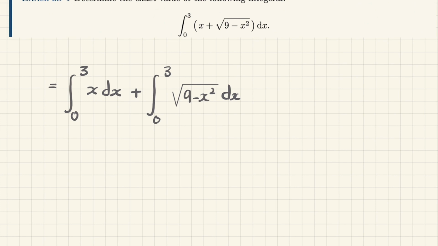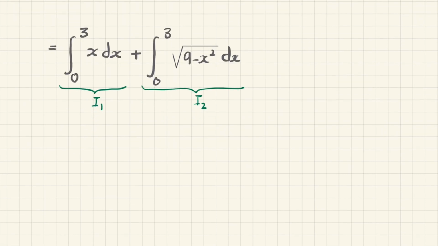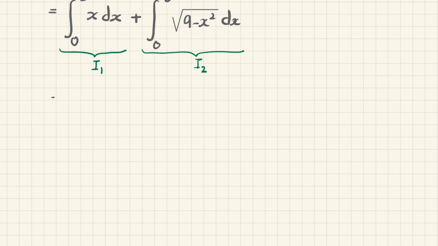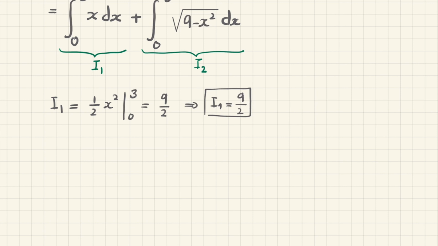Okay, so let me give these names. Let me call this integral number 1, integral number 2. Integral number 1 is simple, yes? I can use Newton's formula. So what can I do? I can just write it as 1/2 x squared, from 0 to 3. It's very simple that it becomes 9/2. So I1 is just 9/2. But do you have any idea what to do with the second one?